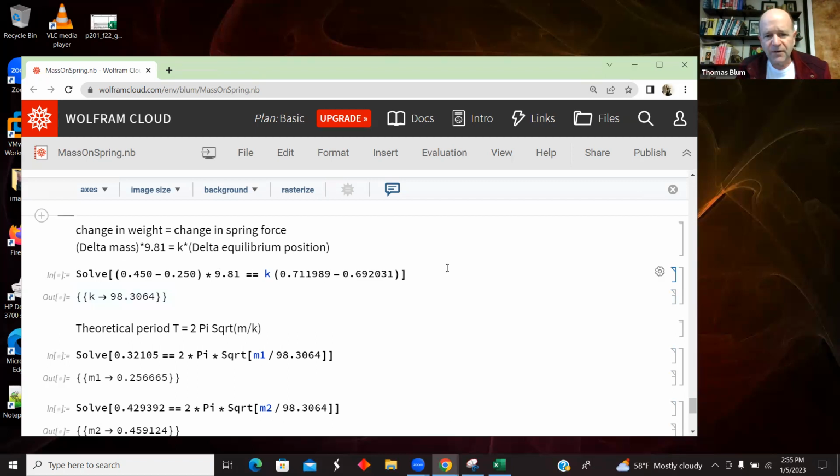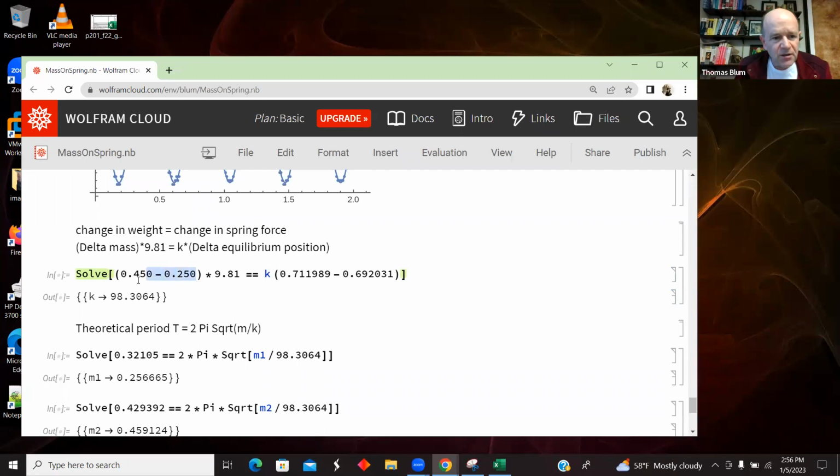So I just did, since I have Wolfram, let it do it. There's a simple calculator thing I could do, but let's let Mathematica do it. So I say solve the change in the mass, and I moved over to kilograms here, because I want to work with the sort of normal base units that they use in general physics. So I switched over, from 450, I made it 0.450 kilograms minus 0.25. That's the change in the mass. Multiply that by 9.81, the acceleration due to gravity, that's equal to K times the change in the equilibrium position.